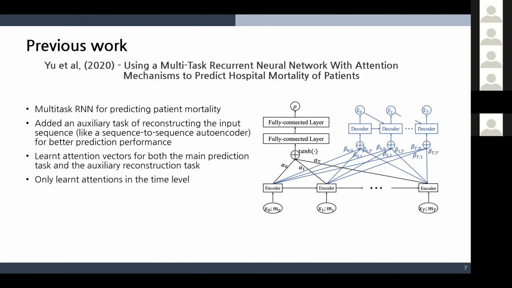Another multitask RNN architecture for predicting medical events was proposed by Yu et al., where they added a reconstruction task as the auxiliary task in predicting in-hospital mortality. Although they added attention mechanisms for both tasks given to the model, the main usage of the attentions was so that the model would learn from all time steps appropriately. Hence, they only learned attention for the time steps and not for each input feature they included.